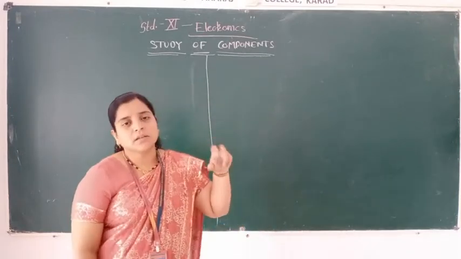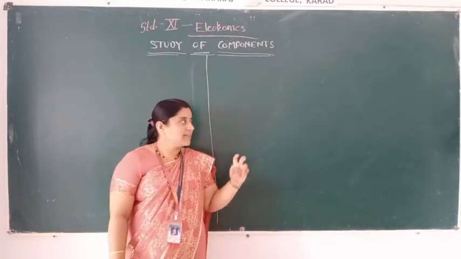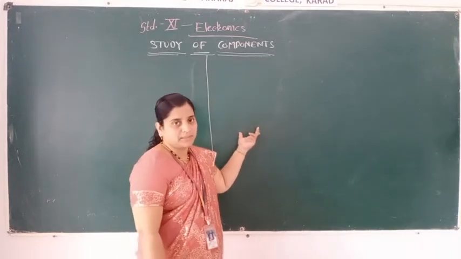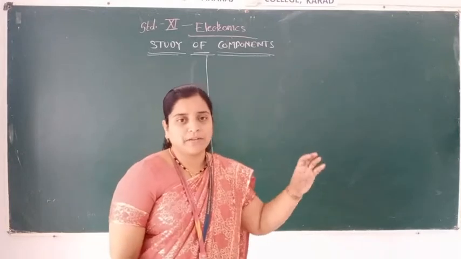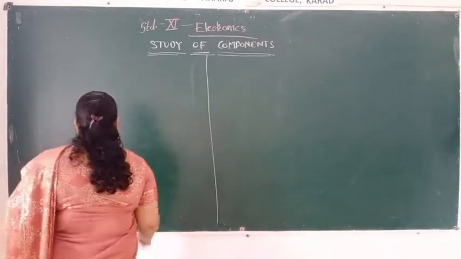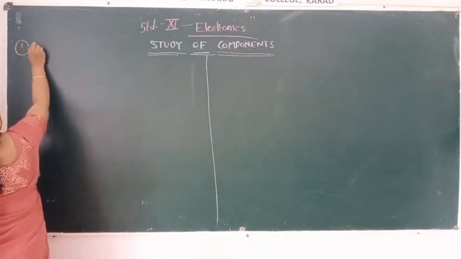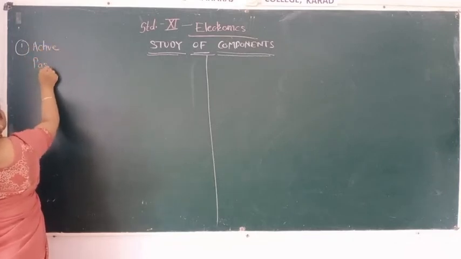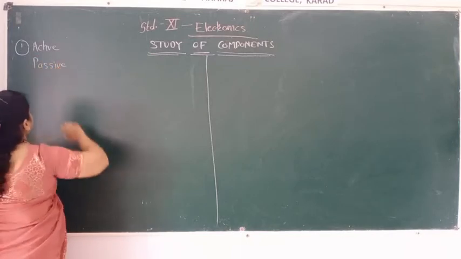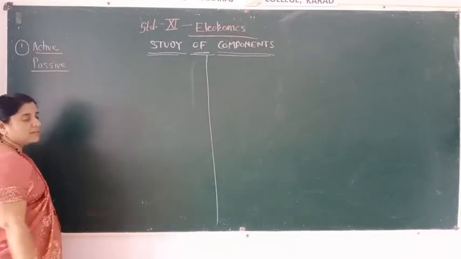All the lectures have been sent, but the sequence of the lectures is not exactly the same as in the syllabus. Therefore I am going to remind you of the points one by one which are there in this chapter. The first point we have taken is components. There are two types of components: first is the active component and second is the passive component.